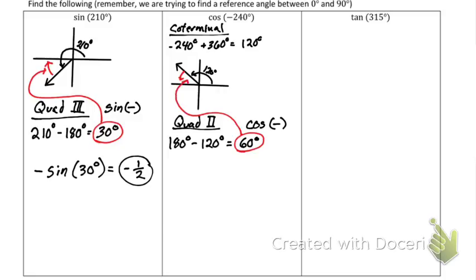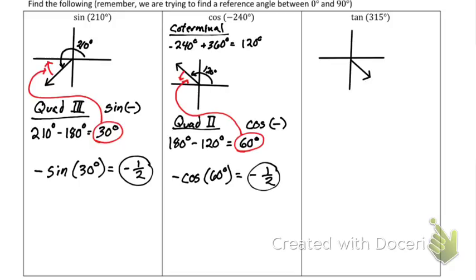So rather than looking for the cosine of negative 240, all I have to do is know the negative cosine of 60 degrees. And who knows the cosine of 60 degrees? Yeah, it is 1/2, so it's going to be a negative 1/2. Perfect. Our last one is tangent of 315. 315 must be in quadrant 4.